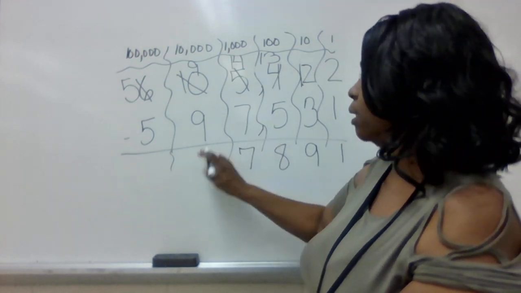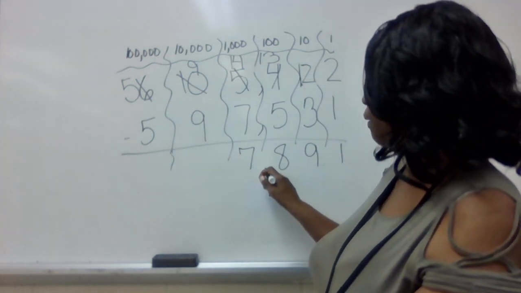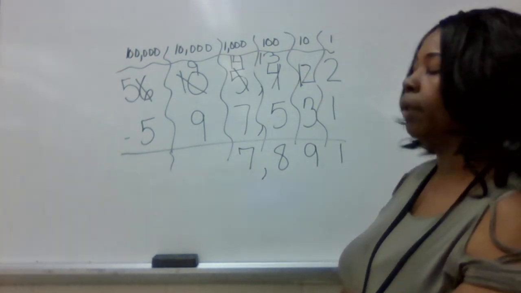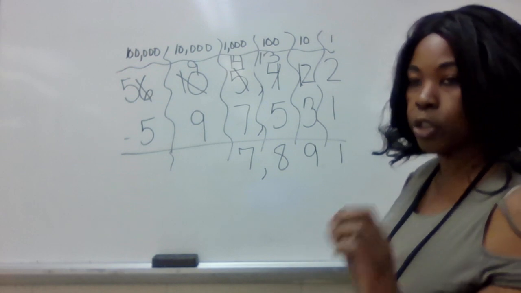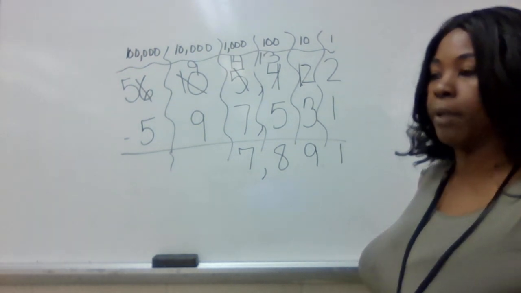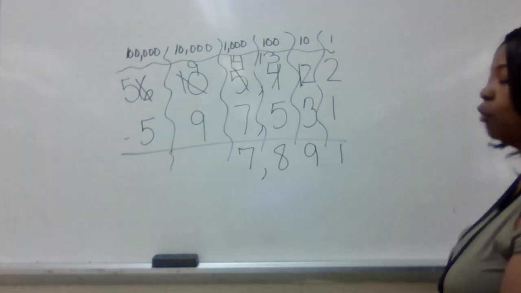9 minus 9 is 0. 5 minus 5 is 0. And so we get the answer of 7,891. Now, with homework, they do not just stop there. They have to check their work, because I tell them they should never get subtraction wrong, because you can always check to know if your answer is right before you turn it in.